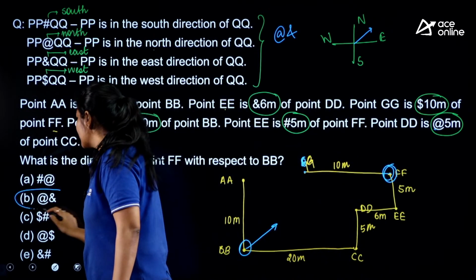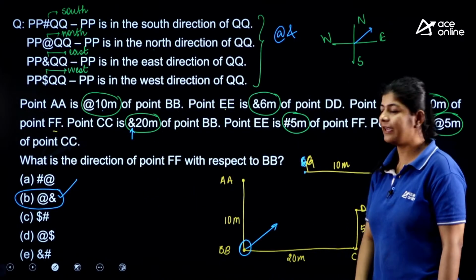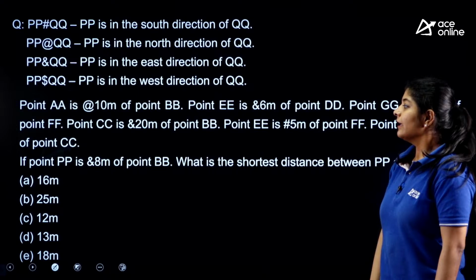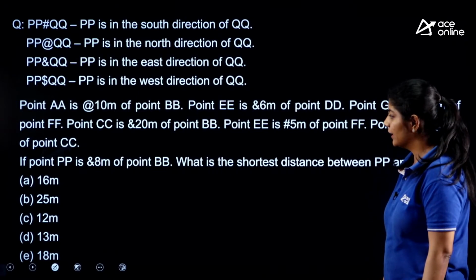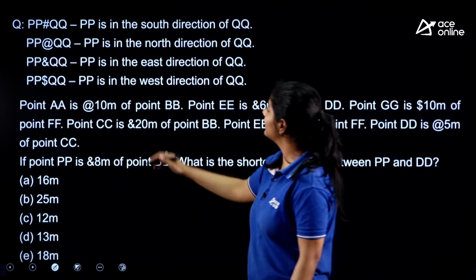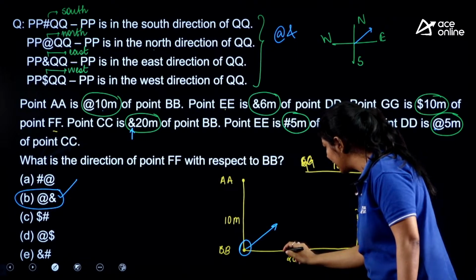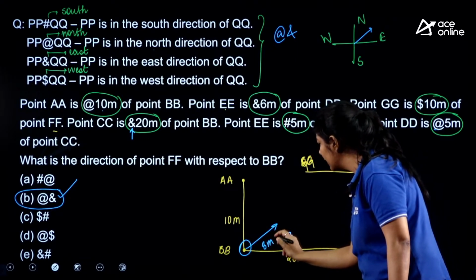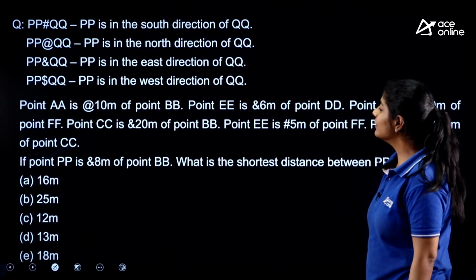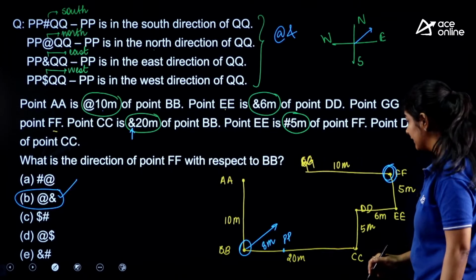Yes. That means your option B is the correct one. Next. If point P is 8 meters east of point B, somewhere over here I can assume that I have point P at a distance of 8 meters, right? Now the question is asking, what is the shortest distance between P and D?